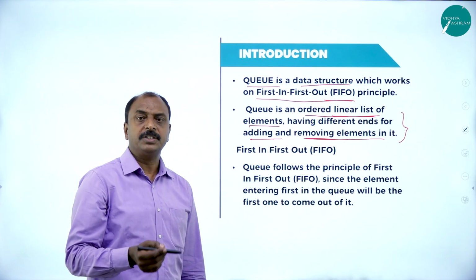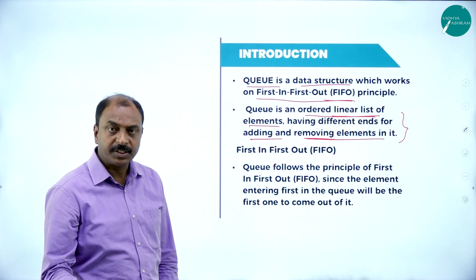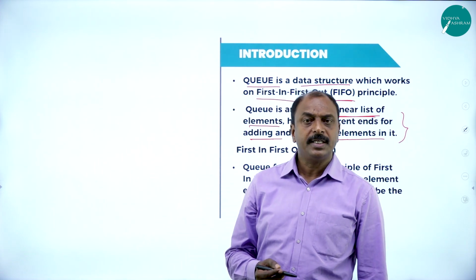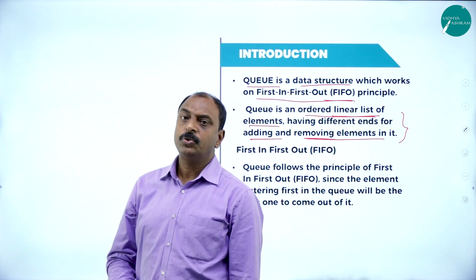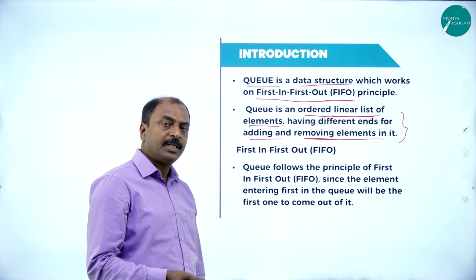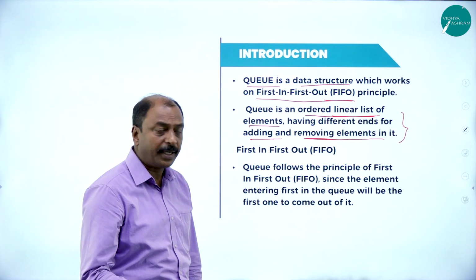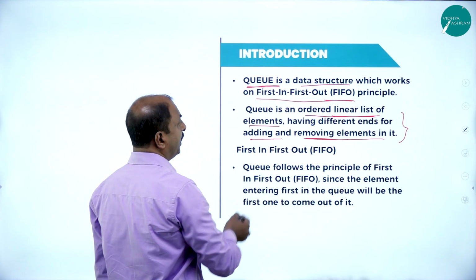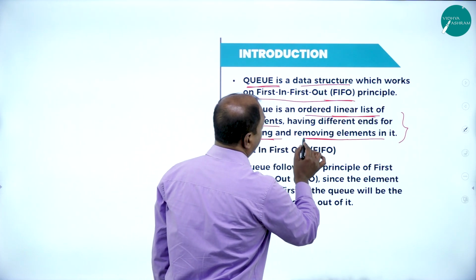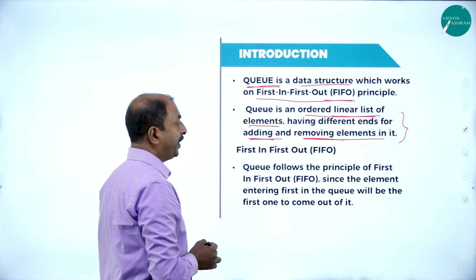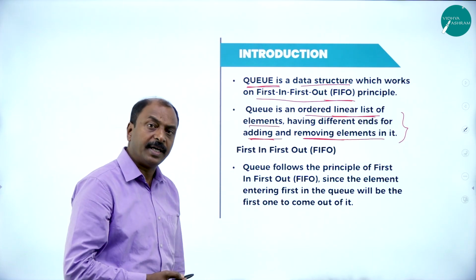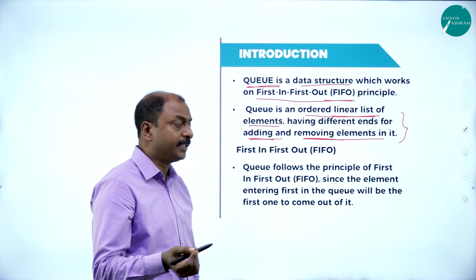Now if you compare this with the stack, stack is a data structure where the insertion or deletion, that is adding and removing of elements, used to take place at only one point called top point or top pointer. But queue is a data structure where addition and deletion or removing of elements in a list takes place at two different ends or two different pointers.